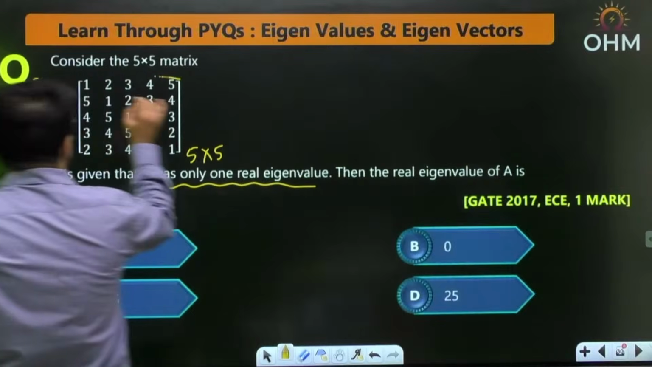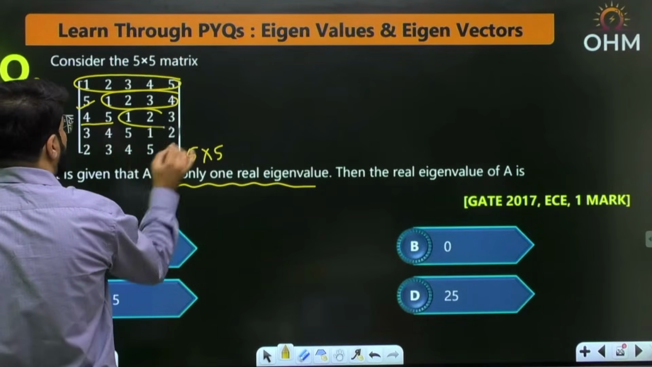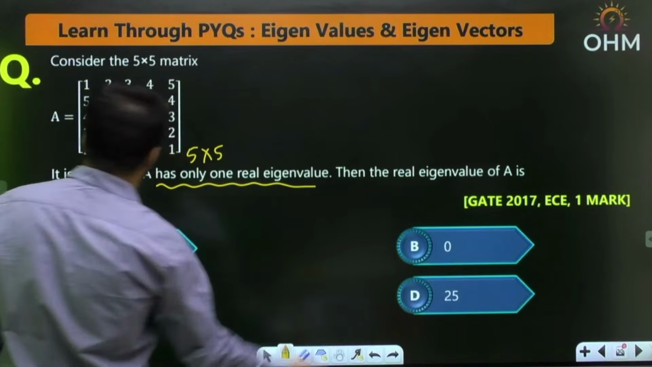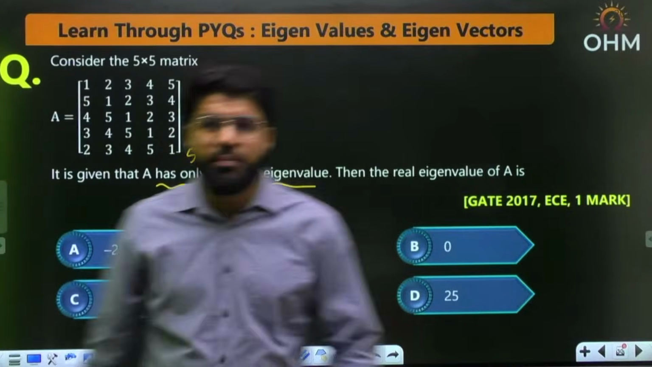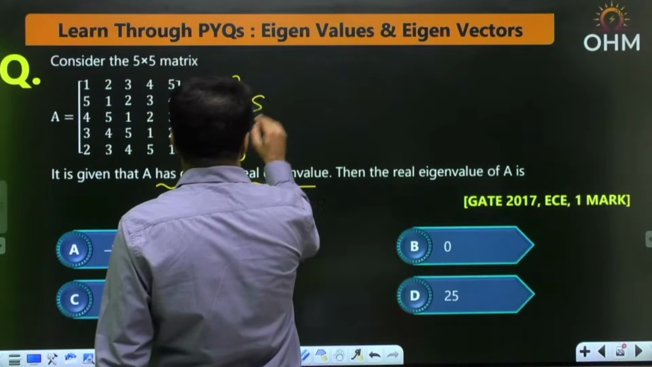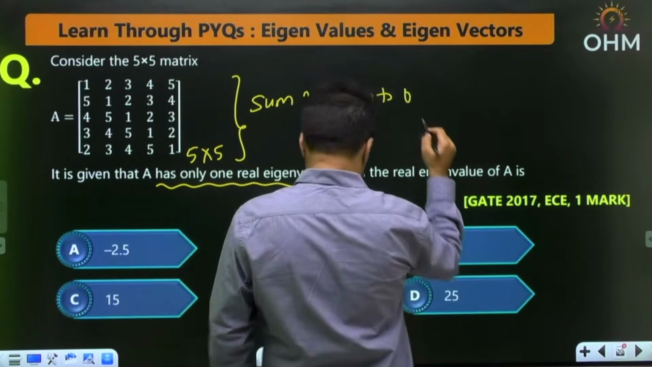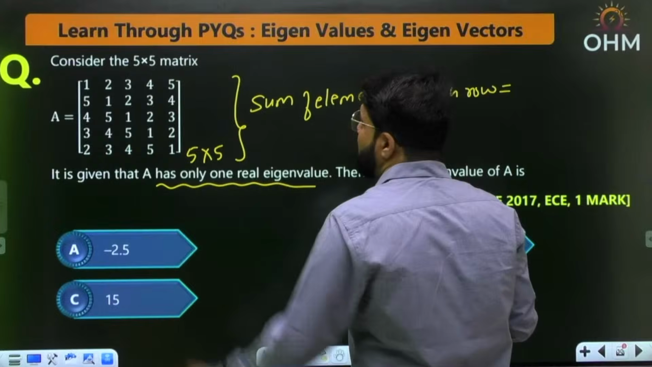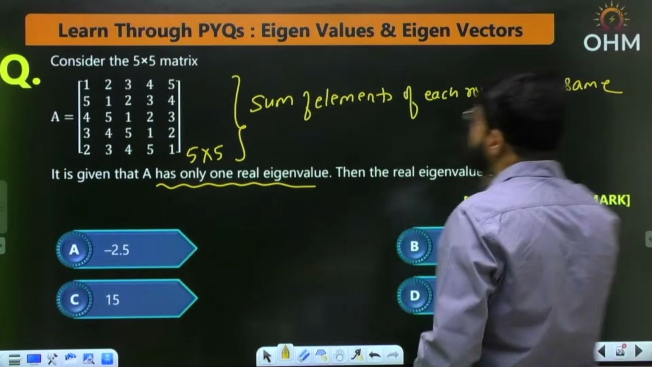Now, if you see the elements of every row are same, they are just rotated. 1, 2, 3, 4, 5. Then 5, 1, 2, 3, 4. 4, 5, 1, 2, 3. 3, 4, 5, 1, 2. 2, 3, 4, 5, 1. Okay, this is what it is. So these are the different elements, but all elements are same. They are just rotated. So if I talk about the sum of the elements of each row, how much is it? 1 plus 2 plus 3 plus 4 plus 5 is 15, and that is same. Sum of elements of each row is same.